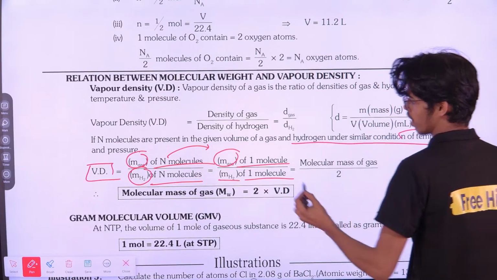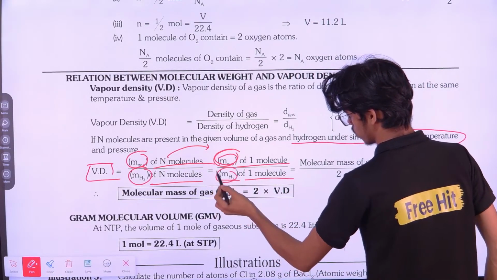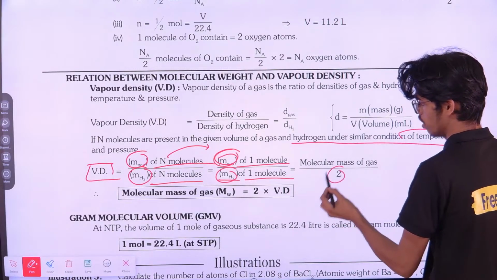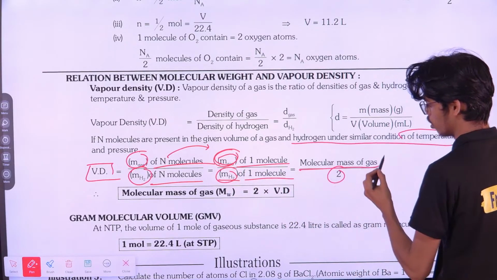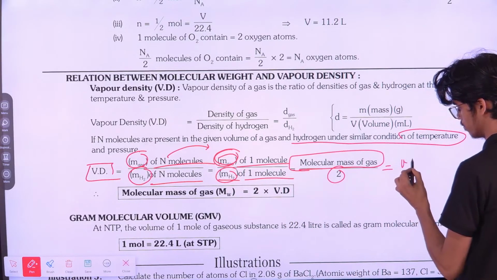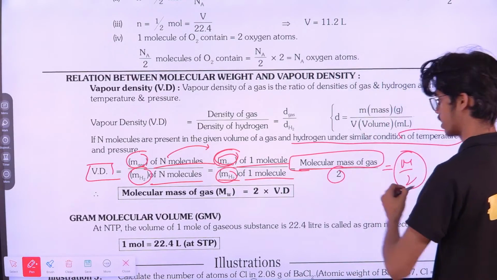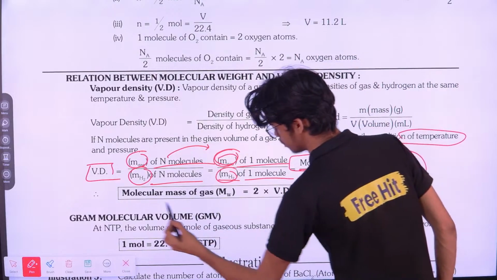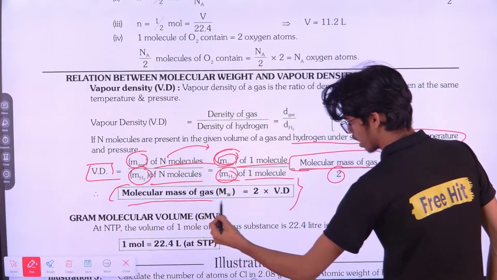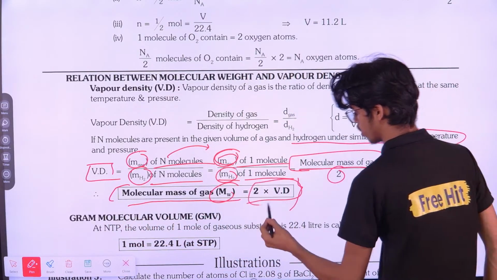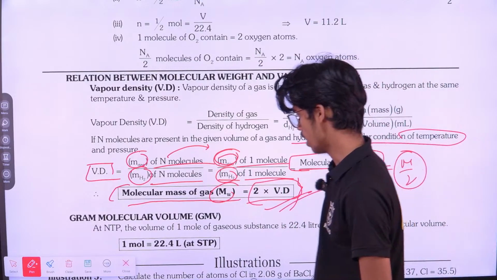Now if you compare the mass of gas with the mass of hydrogen, hydrogen has a mass of 2 and the mass of that gas will be somewhat molecular mass, that is M by 2. Hence this is the reason we have the concept over here. Now you take the 2 on that side and you will get this formula. Molecular mass of gas is 2 times the vapor density, always remember, got it? And this is the formula.